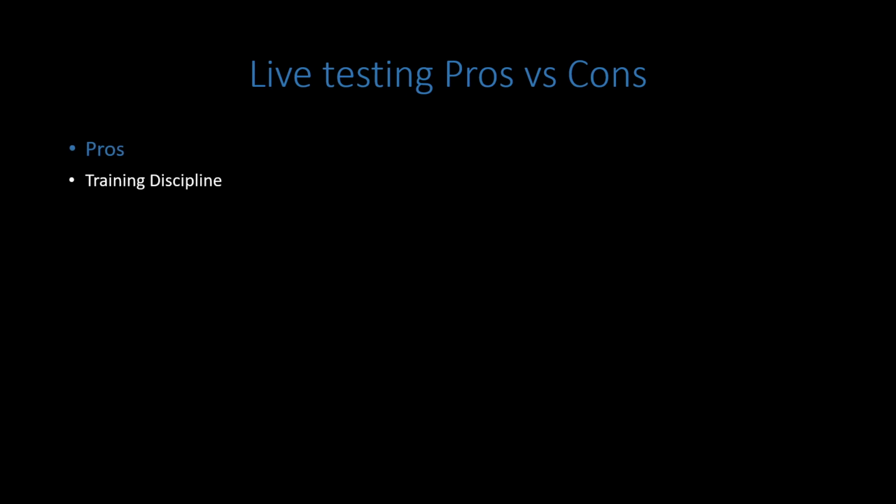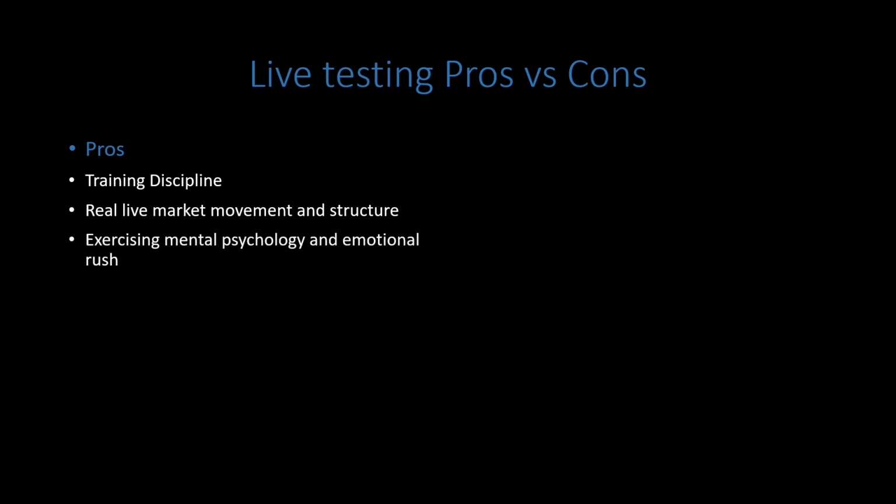Pros: training discipline. You're going to have to stick to a plan. If you say 1 or 2 trades and that's it, you have to stick to it. If you can't, then you're going to have a problem. You're going to be losing a lot of money. So that's one pro I find, because discipline is very important. Second, real-time market movement and structure. However the market prints, you're going to see it instantly, and that's what you're going to be working with. And then we have exercising mental psychology and emotional rush.